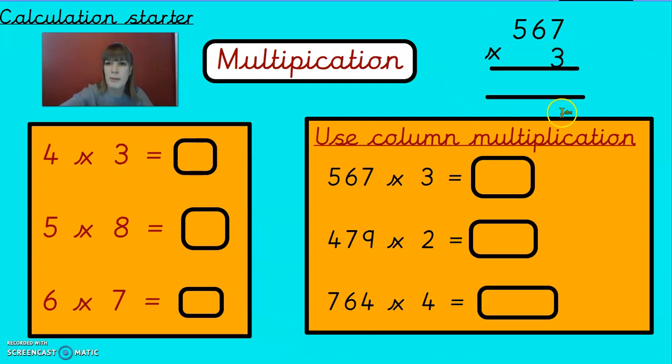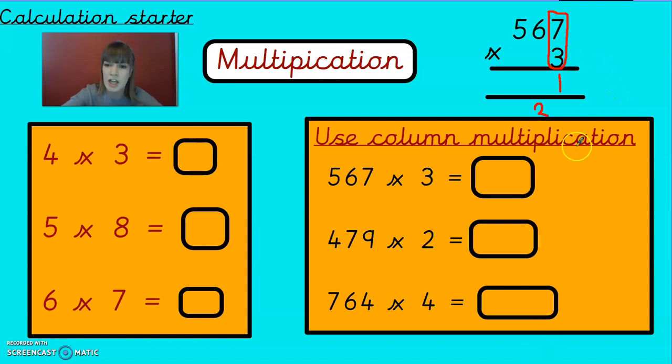So I have drawn a column up here if you follow my cursor, and I have put my question into a column method. Now the first thing I am going to multiply is my 7 and 3. So 7 times 3 is 21. And I put these into my column, just like I do with column addition, okay? So it's the same idea. So I've done my ones column. Now I need to do my tens column.